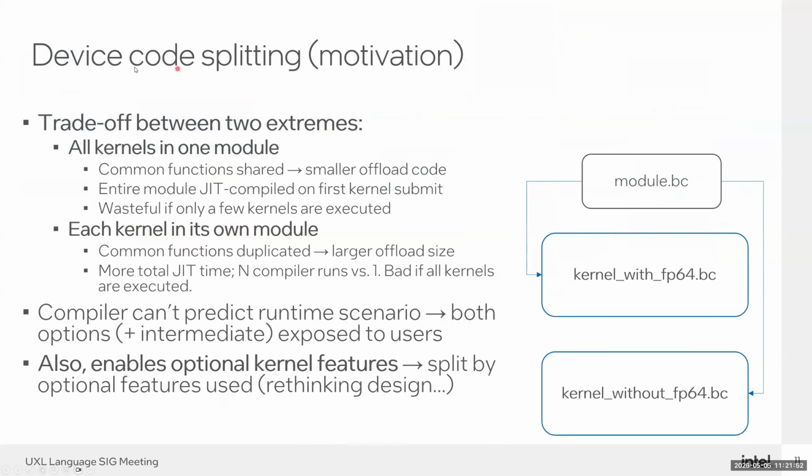Okay, so let's stop on device code splitting, like why it's needed and what it actually does. We have two extremes. For example, we can place all kernels into one module. What it means is that common functions are shared, so in the end, you get smaller offload code.